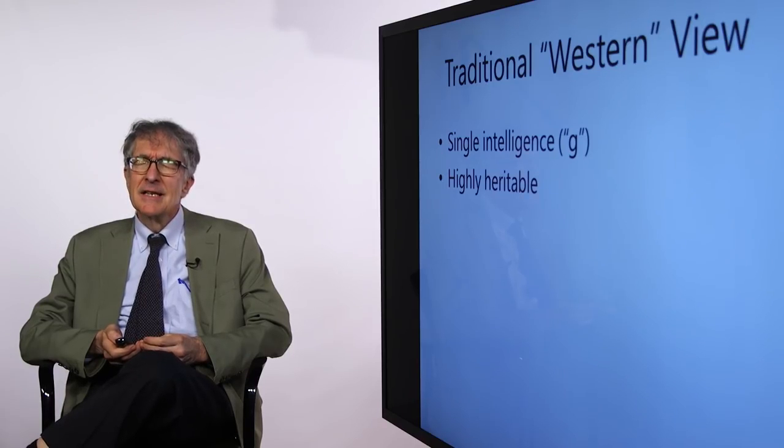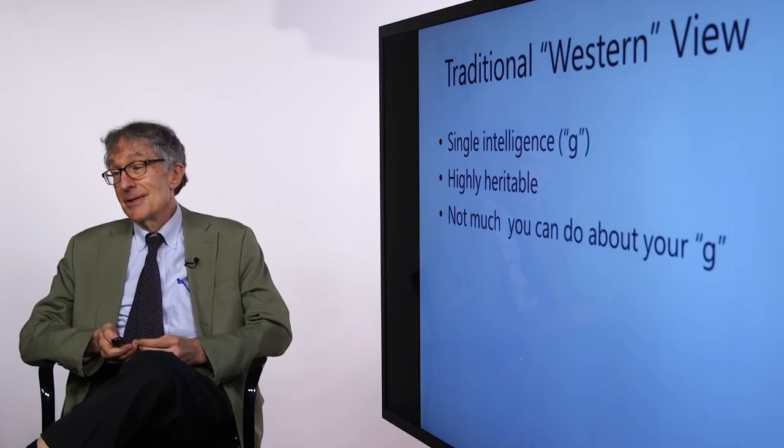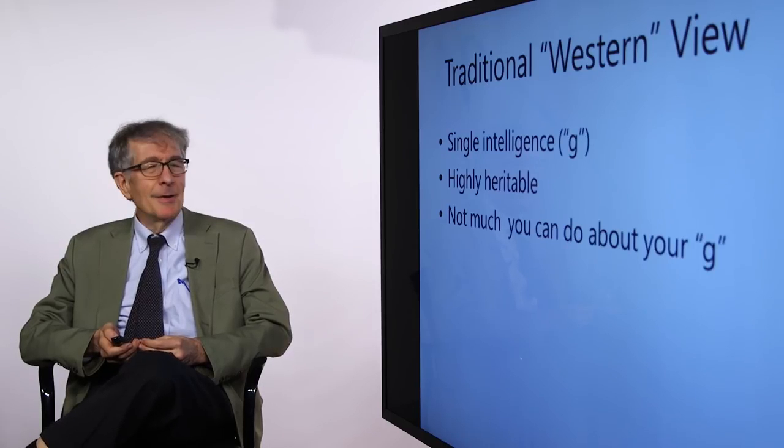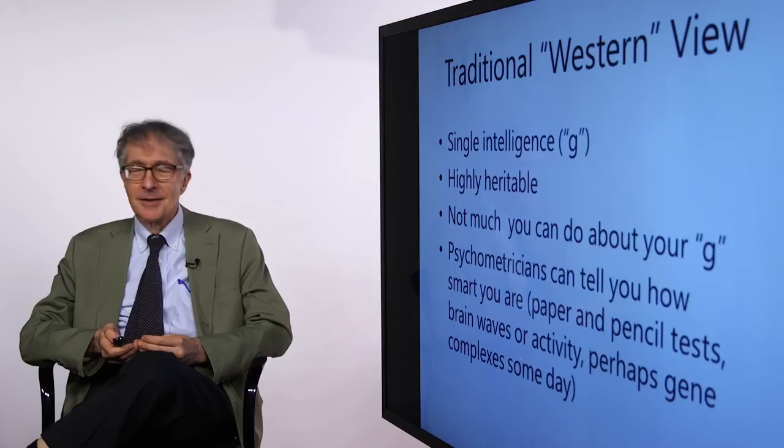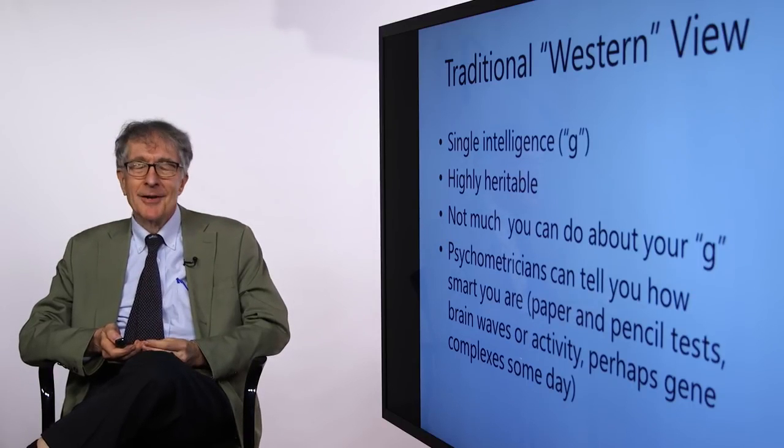What that means is if you know how smart your grandparents are, you'll know how smart you are. That's what heritable means. And of course, that means you can't do much about your G, about your IQ. You're stuck with your grandparents. And we psychologists, hooray, we can tell you how smart you are by giving you a test, or maybe looking at your brain waves, or perhaps even swabbing some saliva to take a look at your genes.